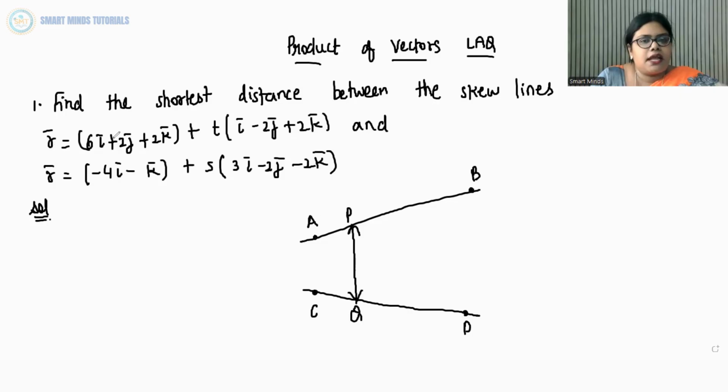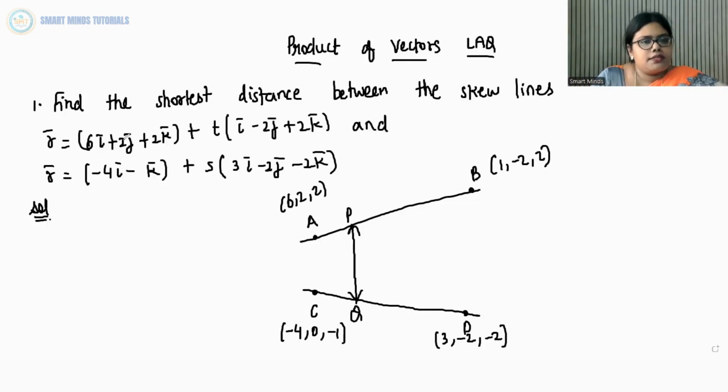So from the first line equation, you can see the first vector. I'm taking only the coefficients of I, J, K. That is 6, 2, 2. And from the second vector of the first line, we will take 1, minus 2, 2. And from the second line, what is the first point? Minus 4, 0, minus 1. And what is D point? 3, minus 2, minus 2.